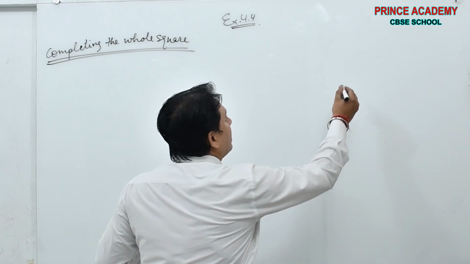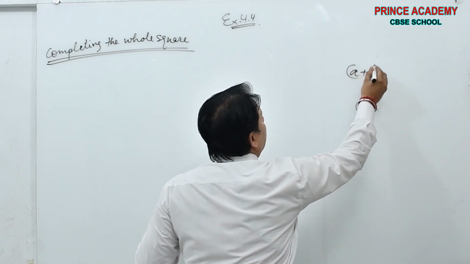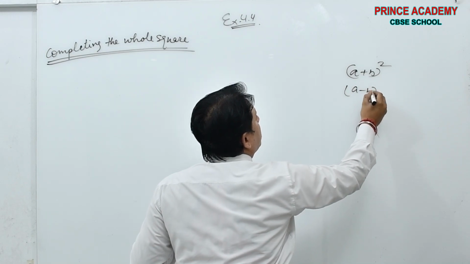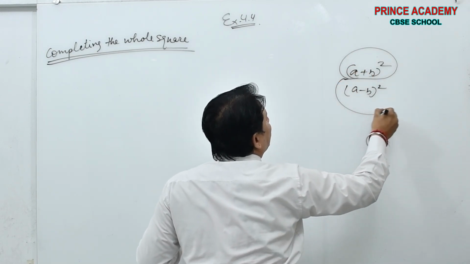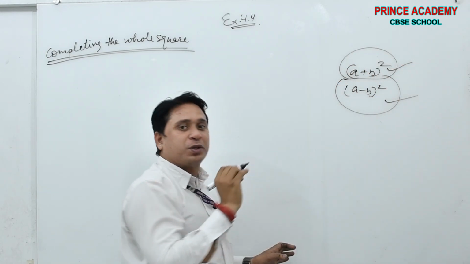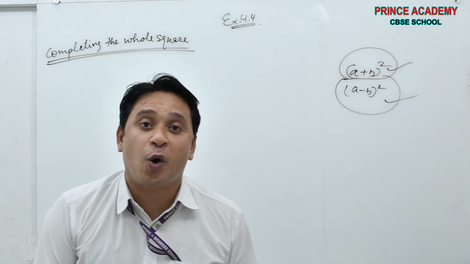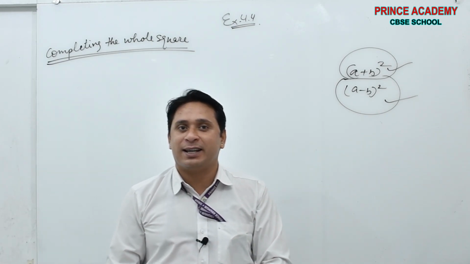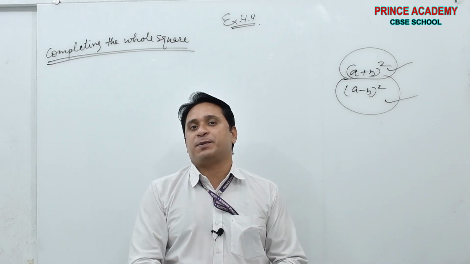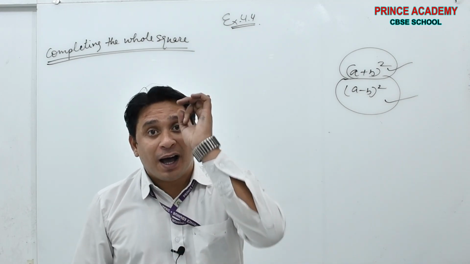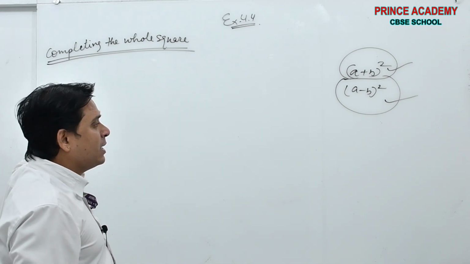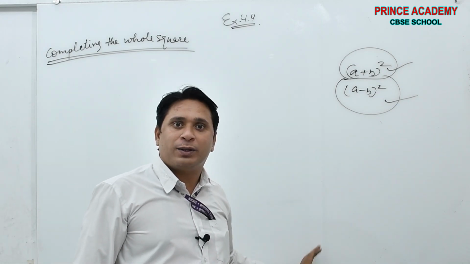See beta, (a plus b) whole square or (a minus b) whole square, you have to achieve it by hook or by crook. Only 3-4 steps were there. Na? Only 3-4 steps were there. I am again repeating the steps, then we will find out the solution.